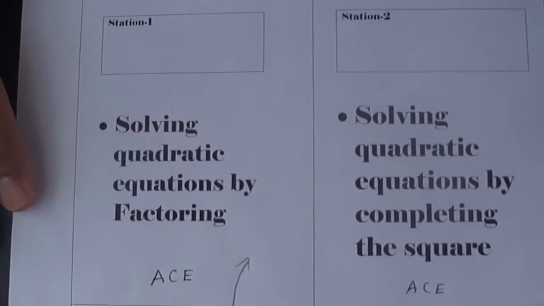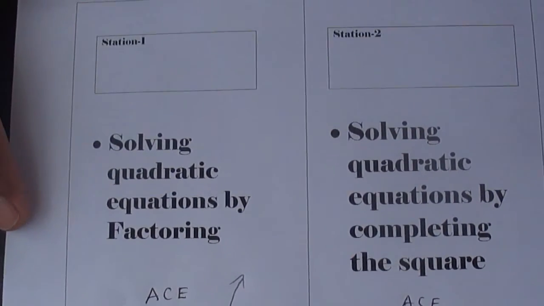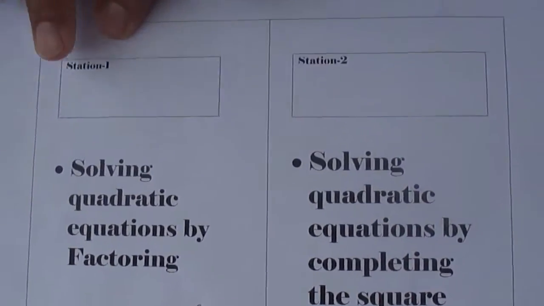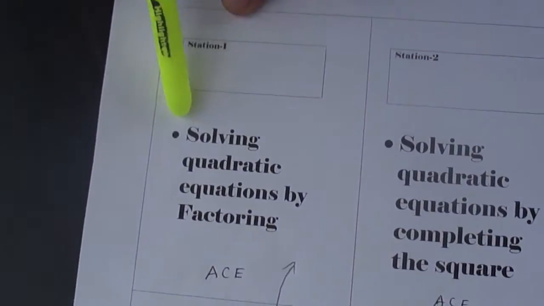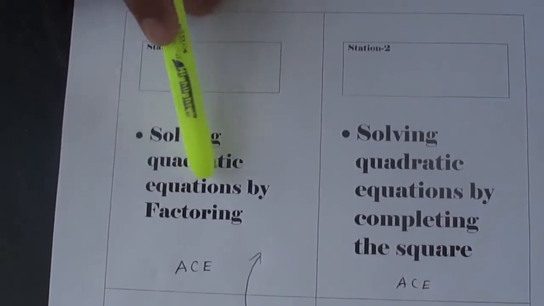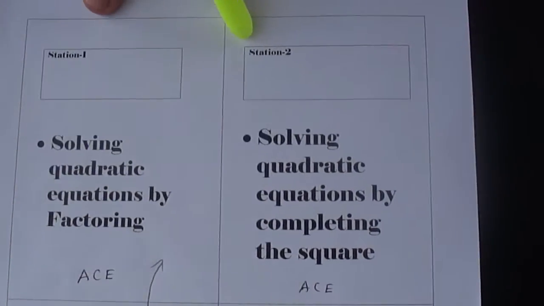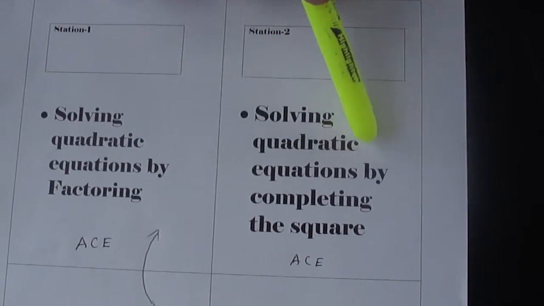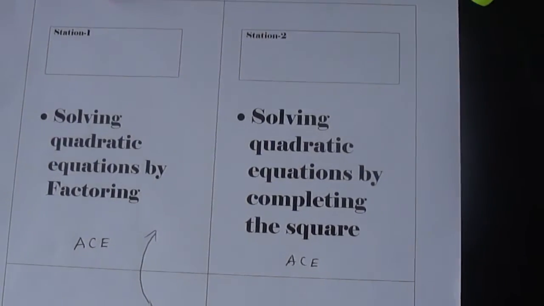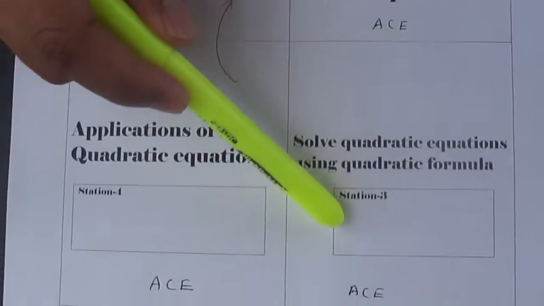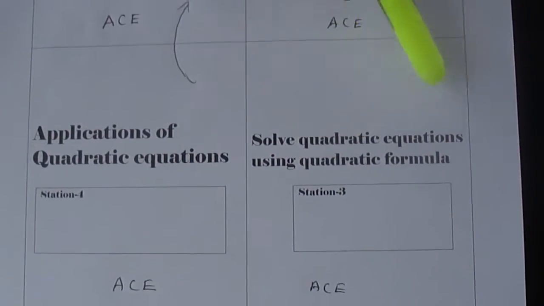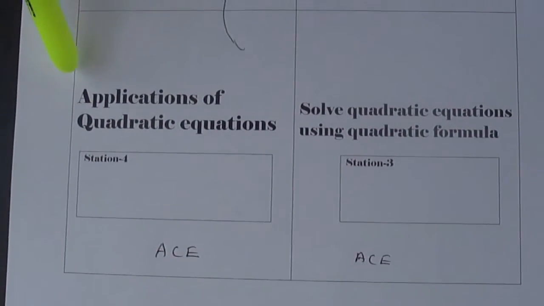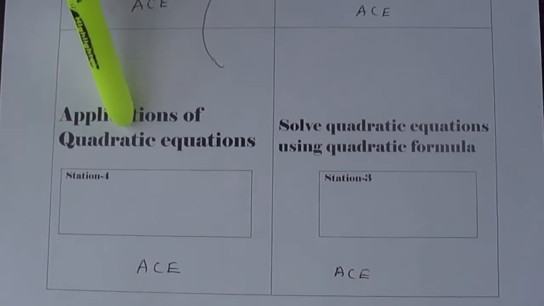And we must assign each skill to each station. The first station, I assigned the skill solving quadratic equations by factoring, and the second station I assigned solving quadratic equations by completing the square, and third station solving quadratic equations using the quadratic formula, and fourth one applications of quadratic equations.